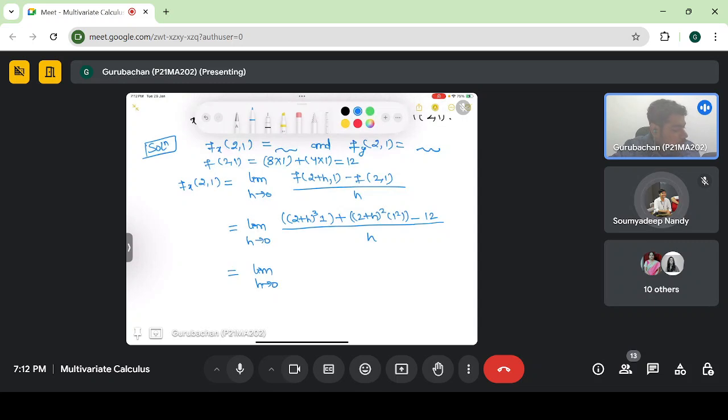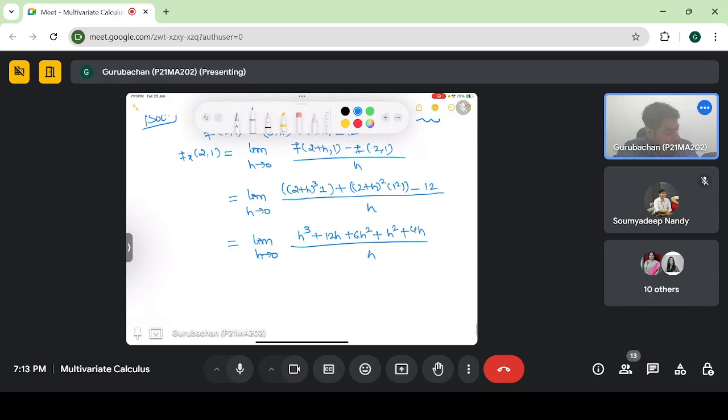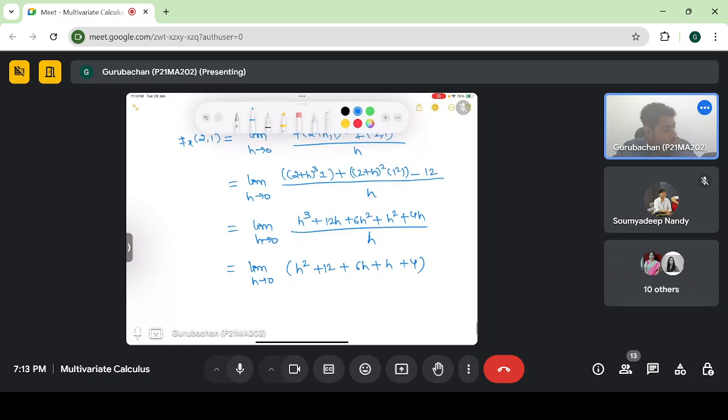So it will come out to be h cube plus, what will be 3 times 2 square, that is 2 to the 4, 12h, and the other one is 3 to the 6, 6h square plus, and here the 12 will cancel out with the both, and the other is h square plus 4h divided by h. So it will come out to be limit h tending to 0, h square plus 12 plus 6h plus h plus 4. So it will come out to be 16. I hope everybody is convinced with this approach and this answer.